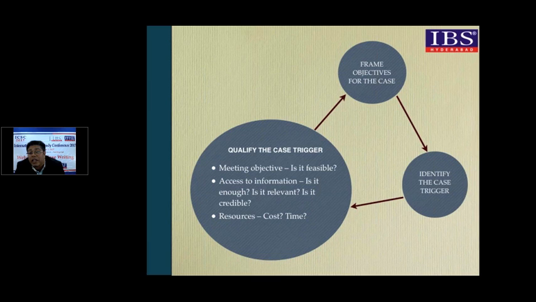Then you have to look at whether you have access to the information to develop that case. Because based on your objectives, you will realize that you have to collect a certain type of data for your case. Now, if that is not possible, then probably you should not go ahead with that trigger at that point of time. So even if you have access to the information, you have to ask yourself, is this information relevant? Is this information credible? All those things also go into qualifying your trigger.